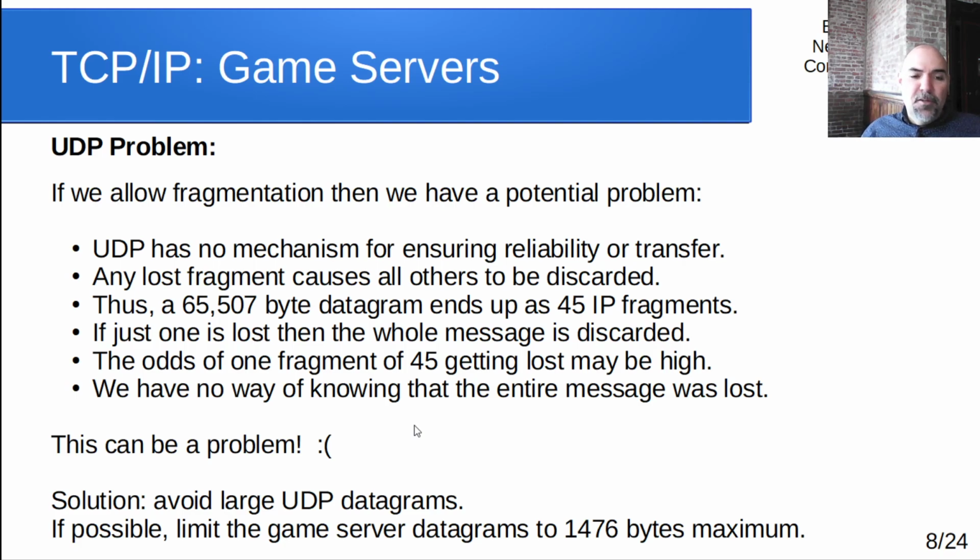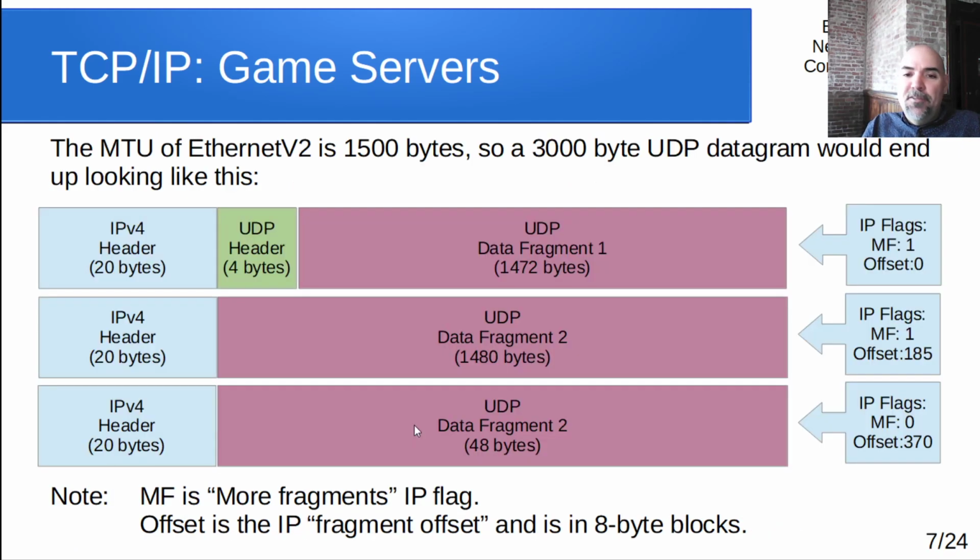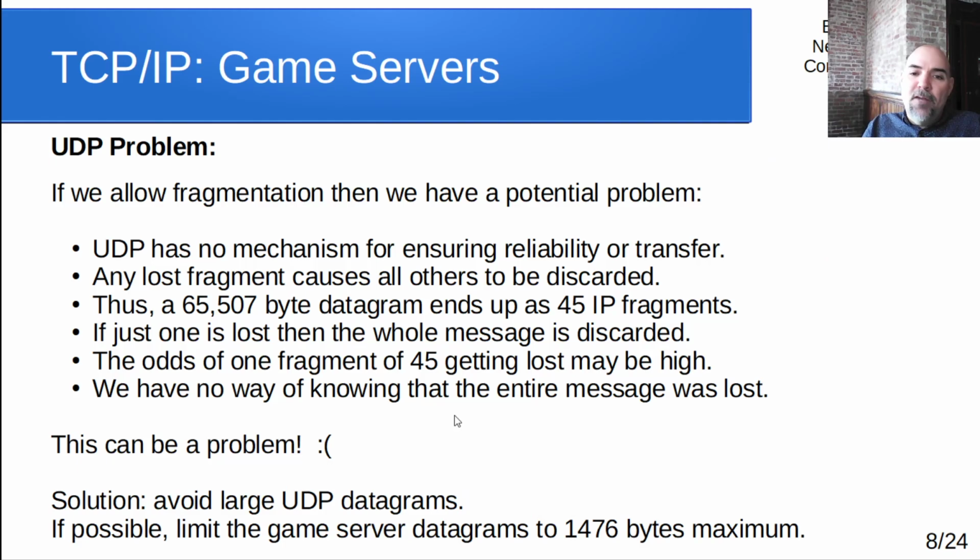Now, notice if we did make a maximum size UDP datagram, 65507, that'll end up being 45 of these fragments. The odds of losing one of those become higher the more of them there are. If we lose just one of those, the entire thing gets dumped. So let's say we lose 1 out of 45 fragments, all 44 of them that we did receive get trashed. They just get discarded. Now, the more fragments we have and the farther the network distance, the more likely it is that we'll lose one. And we also have no way of knowing that message got lost. So that can be a problem for us. So we want to try to avoid large UDP datagrams.